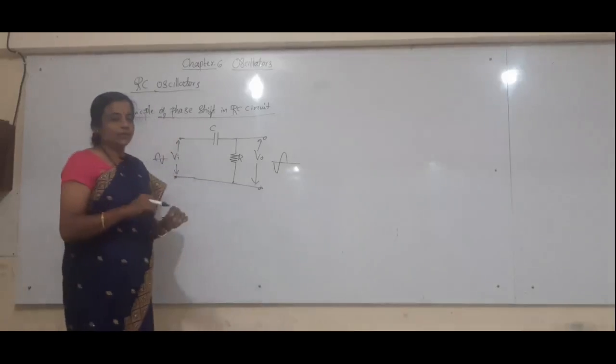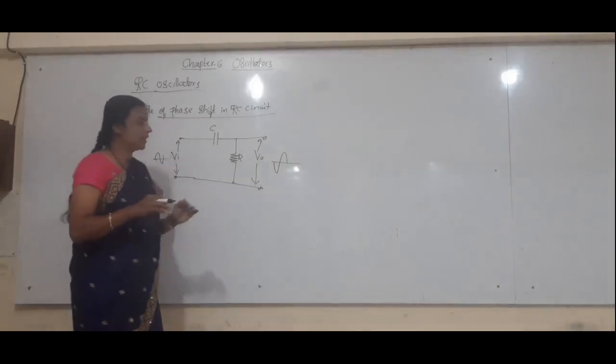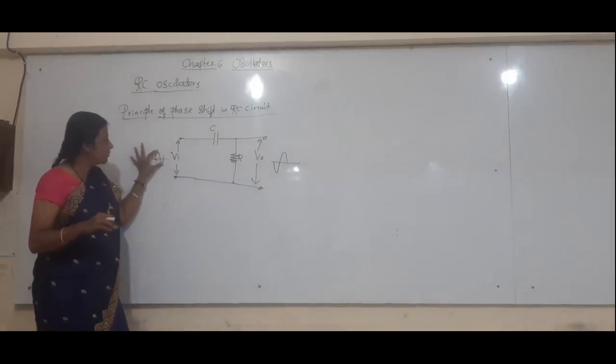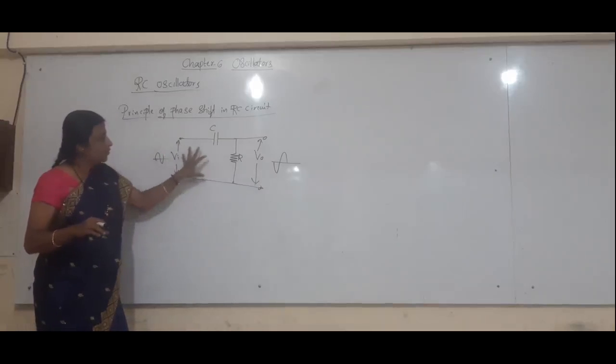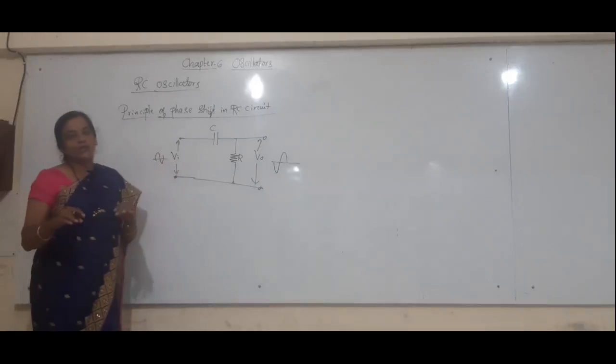So why? Because to achieve the phase shift in an RC network, what happens always, whenever suppose assume that an AC input voltage is applied here, the output voltage always leads your input voltage by an angle of phi.